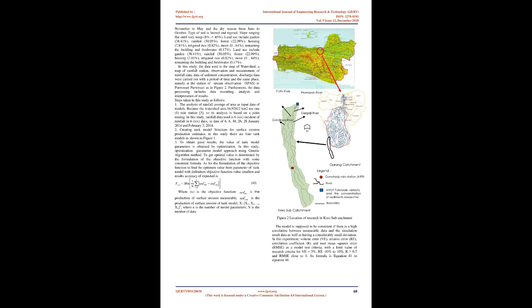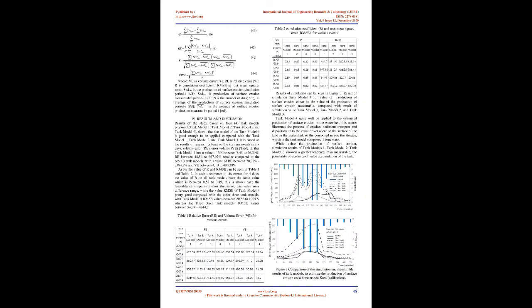1. The analysis of the rainfall average of the area as input data of the models. Because the watershed area is 16.92812 km2 and uses 1 rain station, its analysis is based on point rainfall. In this study, the rainfall data used is 6 rainfall incidents in 6 days, i.e. the dates of 6, 8, 10, 26, January 28, 2014 and February 3, 2014. 2. Creating the tank model structure for surface erosion production estimates. In this study there are 4 tank models as shown in figure 1.